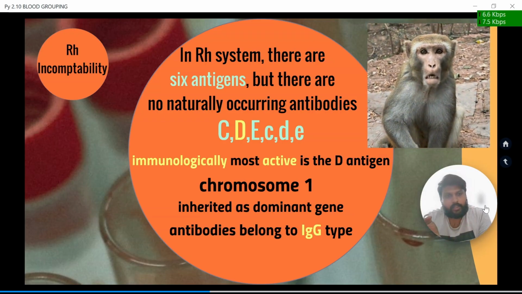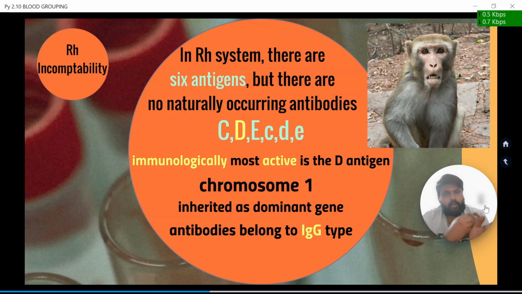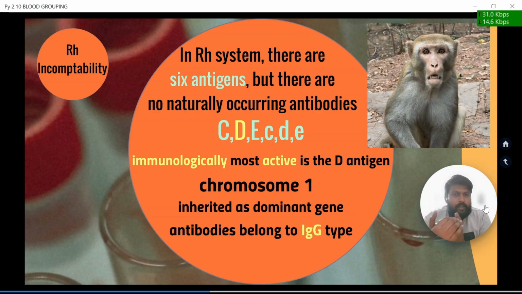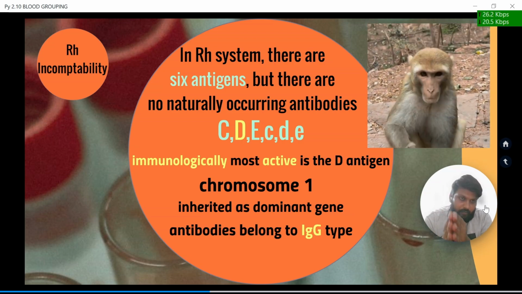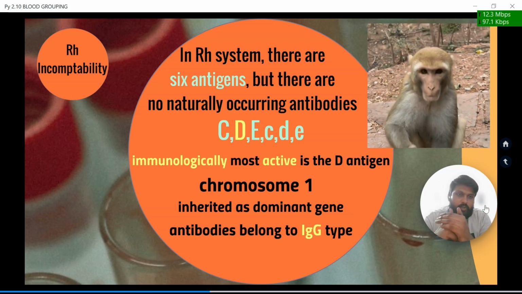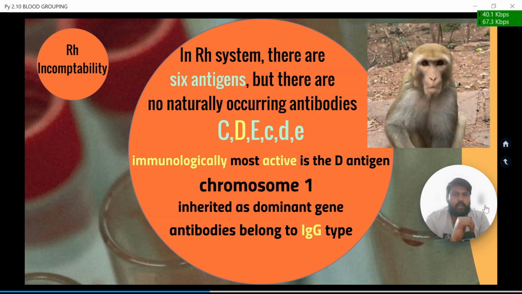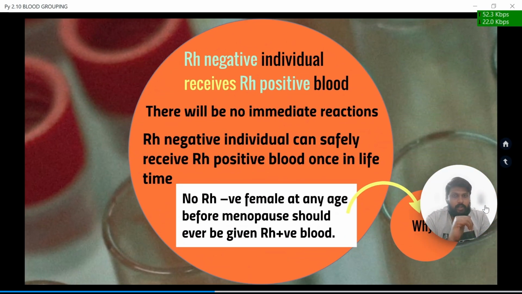Here Rh is based on chromosome 1. Your ABO was on chromosome 9, and your Rh system is from chromosome 1. It is inherited as a dominant gene. And as I told you, Rh antibodies belong to the IgG category. ABO antibodies belong to the IgM category. Why this is very important, I'll tell you now.